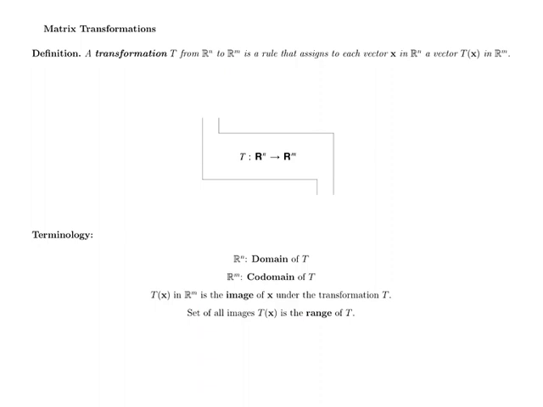So let's think about this in general. A transformation T from Rn to Rm is a rule that assigns to each vector X in Rn a vector T of X in Rm. Note that this is different than what we were talking about before, because before we were just talking about multiplying by a matrix A, but a transformation T could be much more than that. It could be a lot of different things. But the same idea still applies.